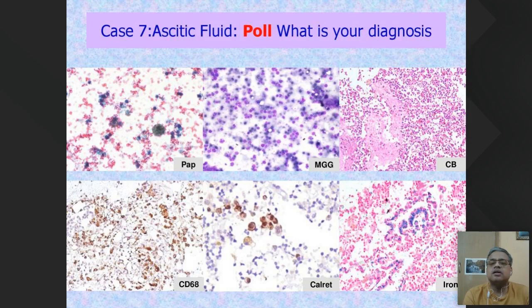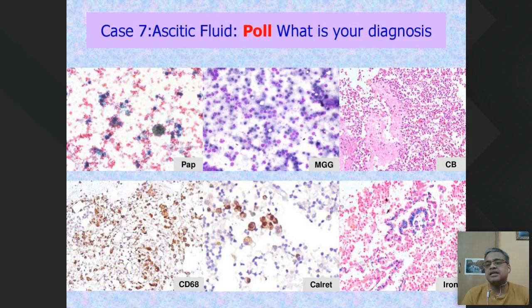And when you do CD68, this proves it. All of these are histiocytes. If you do calretinine, a few of them are having this poached egg appearance and is positive. So a few of the cell block cells were mesothelial cells, and an iron stain is positive. So a lot of people thought it is endometriosis, which is the right answer.